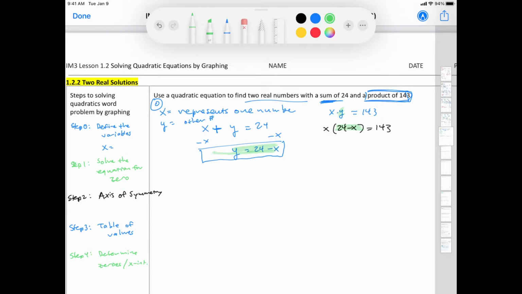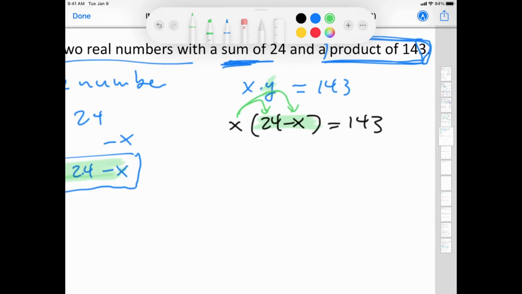Let's do this in green now. Step 1 is solve this equation for 0. Basically, we're going to set it equal to 0. And what I'm going to have to do here is, let's go ahead and distribute. So that would become x times 24 is 24x, in order to put the number, then the variable or letter. X times negative x is negative x squared. And I'm going to subtract this 143.